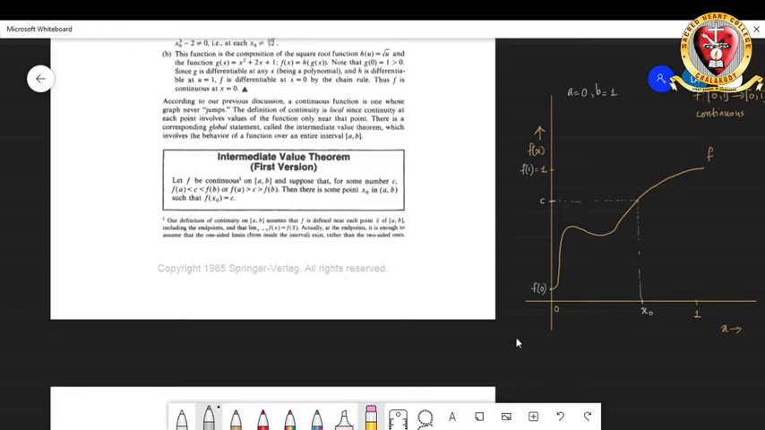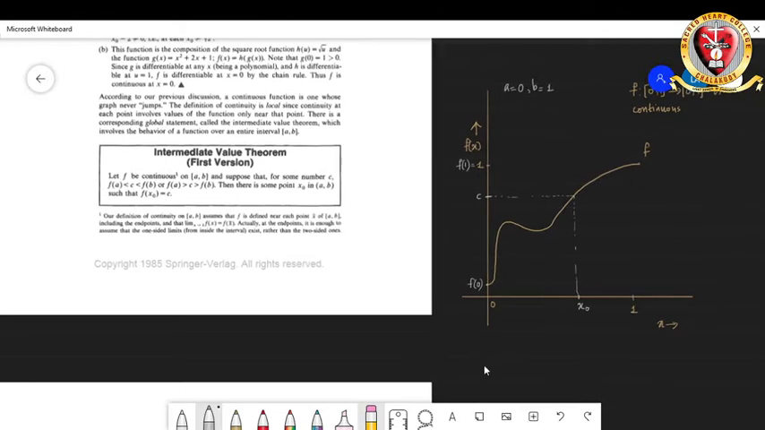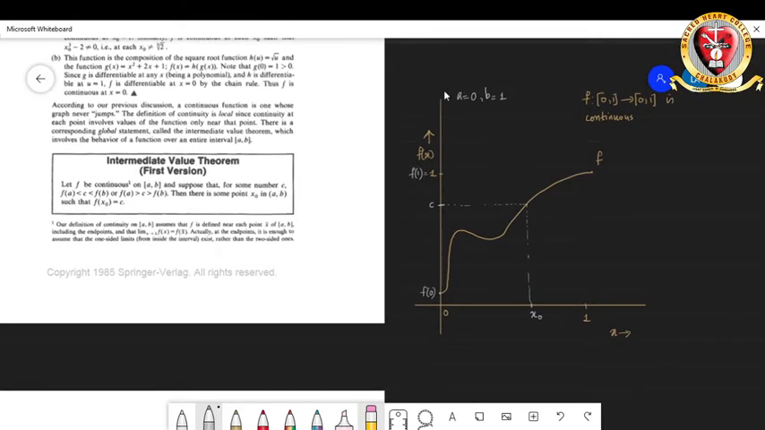So to see it as a graph, consider a equal to 0 and b equal to 1. So this is our closed interval [0, 1], and we are defining a continuous function. You can see this function f is continuous because we can draw it without lifting a pen or pencil from the place we are drawing. So this function is continuous. Now this is our f of 0, and this is our f of 1.